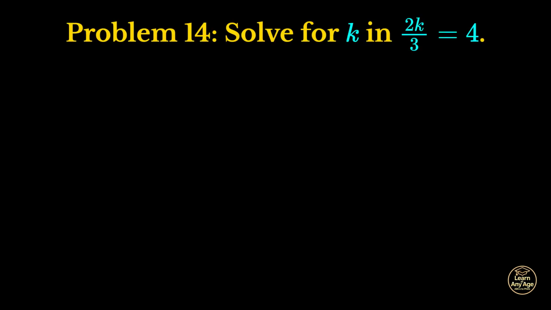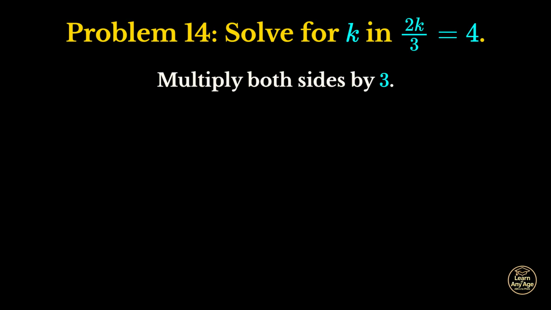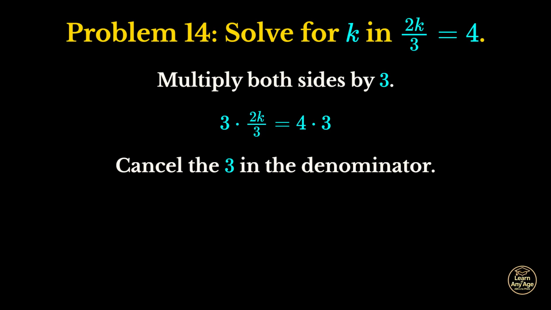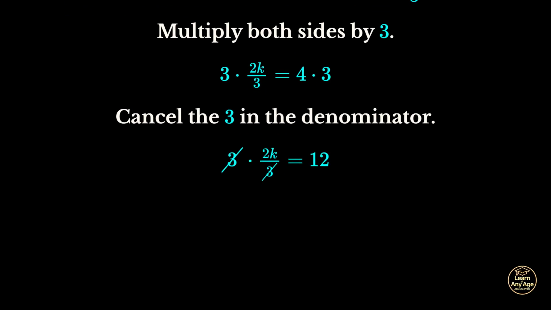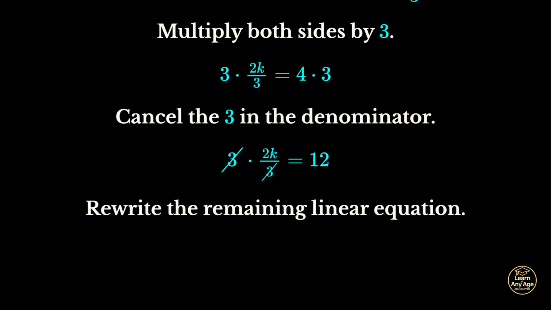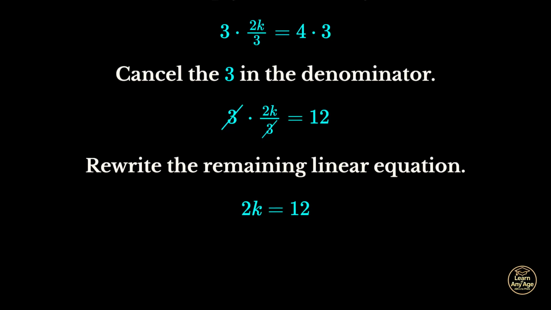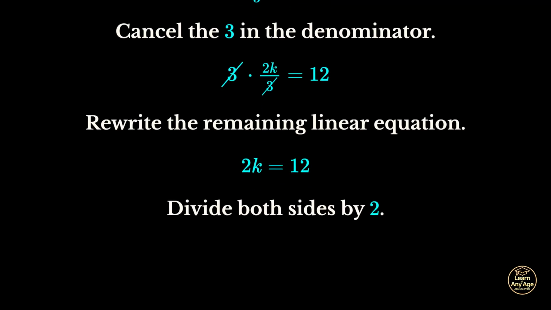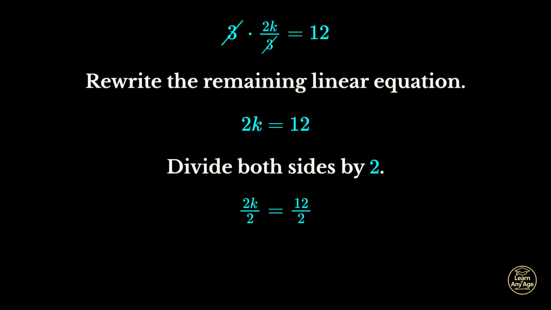Problem 14, solve for k in 2k over 3 equals 4. Multiply both sides by 3. 3 times 2k over 3 equals 4 times 3. Cancel the 3 in the denominator. 3 cancelled out times 2k over 3 cancelled out equals 12. Rewrite the remaining linear equation. 2k equals 12. Divide both sides by 2.